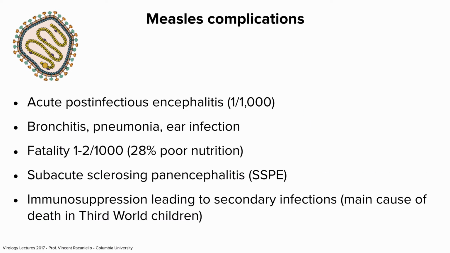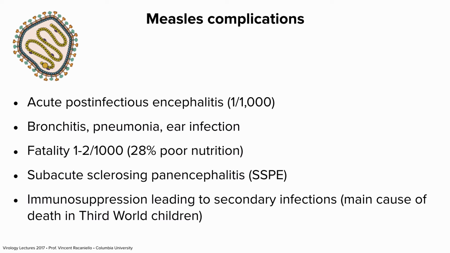There are complications of measles, which is why it's not just a rash disease with some respiratory symptoms. You can have very serious complications. The virus, as I said, gets into the brain in a fraction of people and can cause acute and post-infectious encephalitis. And that has a fatality rate of 1 in 1,000 kids. Also serious lung diseases, ear infections. Overall, the fatality in the US was 1 to 2 per 1,000 cases when we had lots of measles before the vaccine. It goes up to 28% in countries with poor nutrition, because poor nutrition further suppresses your immune system.